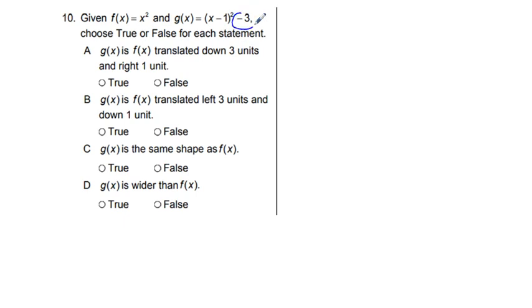Is that down 3 units? Yes. And right 1 unit. It says minus 1 here, but is that right or left? It's right. And you can easily put this in the calculator. In fact, I'm going to do that right now.